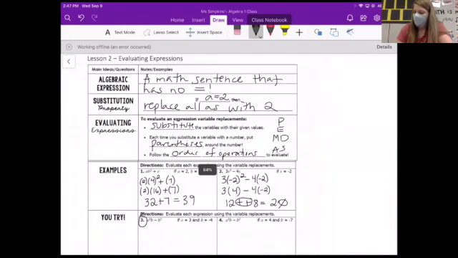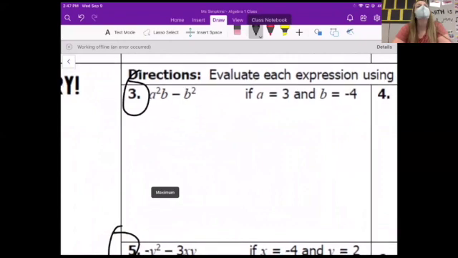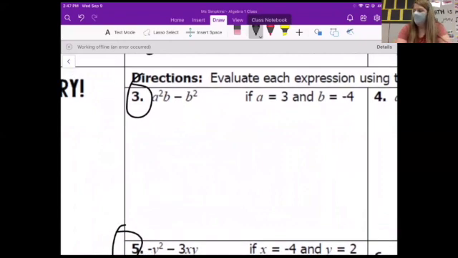Okay, so let's look at number 3. So I saw a lot of you at least setting up the problem correctly, which is a positive. I had a few people ask about where are the parentheses, all that sort of stuff. So let me try and make myself the most clear I can. Anytime you substitute a number, it needs to have parentheses around it. So this one says a squared b minus b squared. So instead of an a, what number am I going to write?